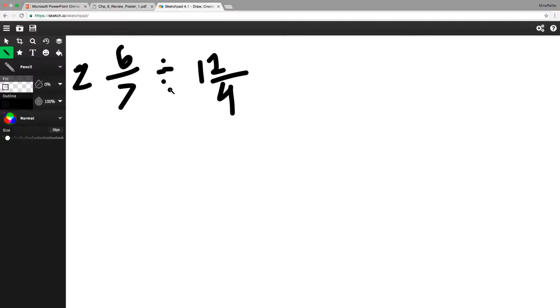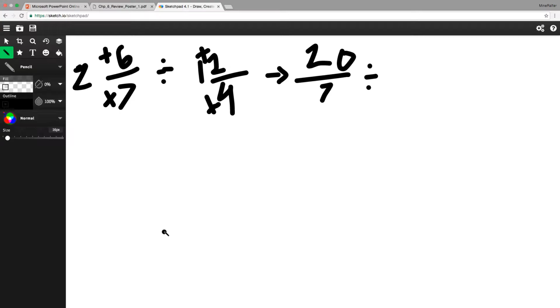Okay, so first what you have to do is you have to turn these into improper fractions, just like how you did in multiplying the mixed numbers. Okay, so 7 times 2, remember. So 7 times 2 is 14. 14 plus 6 is 20. So we'll just move that over here, which will be 20. Remember to keep the denominator the same, 20 over 7. And then division symbol, of course.